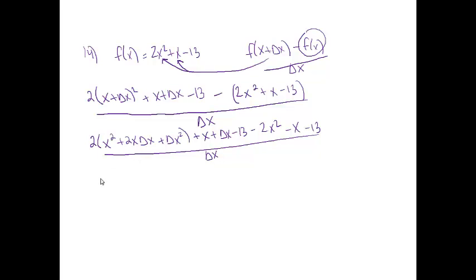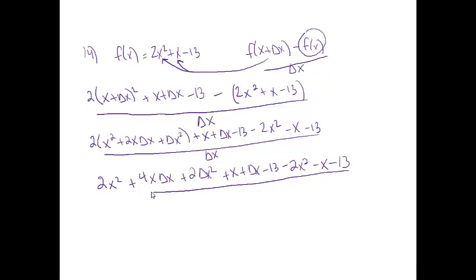I'm now going to distribute the 2, so I'm going to have 2x squared plus 4x delta x plus 2 delta x squared plus x plus delta x minus 13 minus 2x squared minus x minus 13 all over delta x. Now I notice that my 2x squareds will cancel. My x's will cancel. My 13s will cancel because this should be a plus right here when I got rid of my parentheses. So the 13s do cancel.